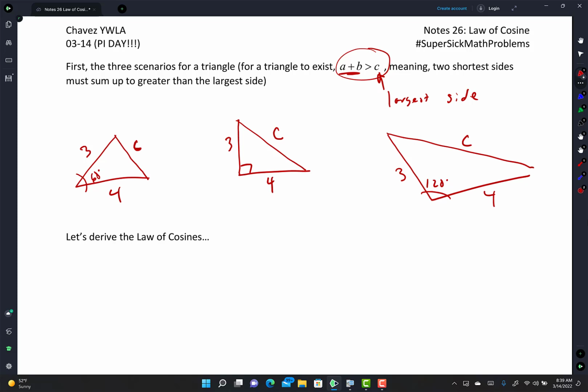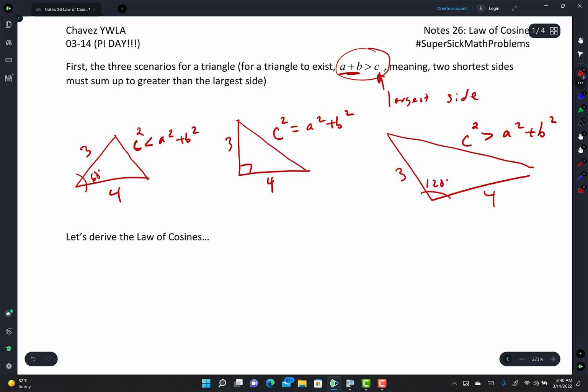Nothing crazy, right? Pretty simple, straightforward so far. When is it an acute? Whenever c squared is less than a squared plus b squared. When is it a right triangle? Whenever c squared equals a squared plus b squared. And when is it obtuse? Whenever c squared is greater than a squared plus b squared.